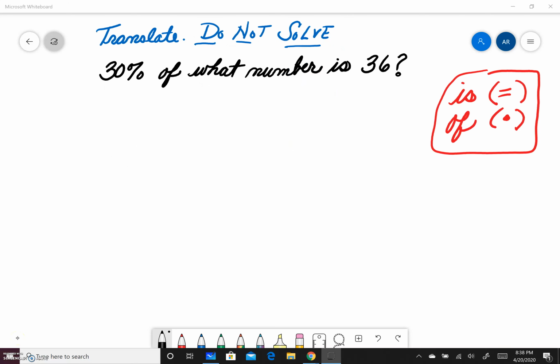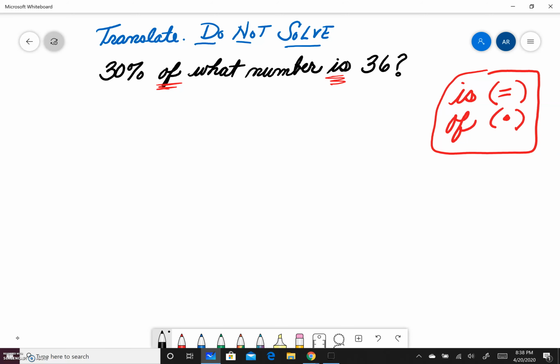Okay, we're going to do a few of these type of problems where we're going to translate the equation, but we are not going to solve it. So again, be careful when you're entering your answers for your quiz or your test. If it says not to solve it, do not solve for the unknown. So if we're just going to translate that, looking over here in the red, remember anytime you see the word is, that means equals. And anytime you see the word of, that means multiplication.